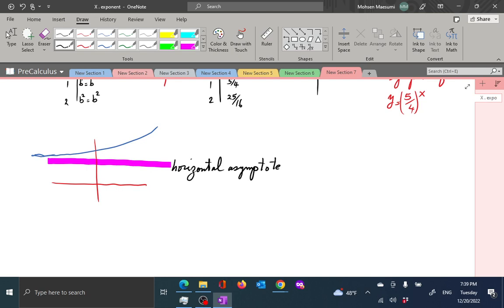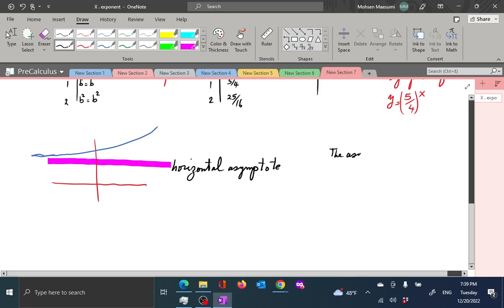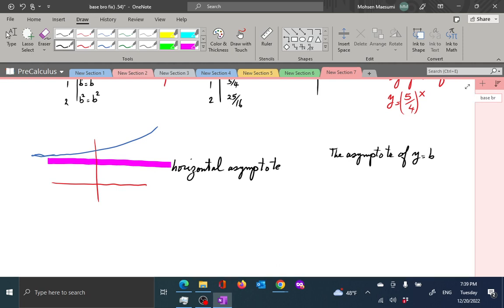So in this case, y is equal to b to power of x. The asymptote of y is equal to b to power of x is the x-axis, which has the equation y equal to 0, which is a horizontal asymptote. But it's not necessary for a horizontal asymptote to always be on the x-axis. They could be anywhere.